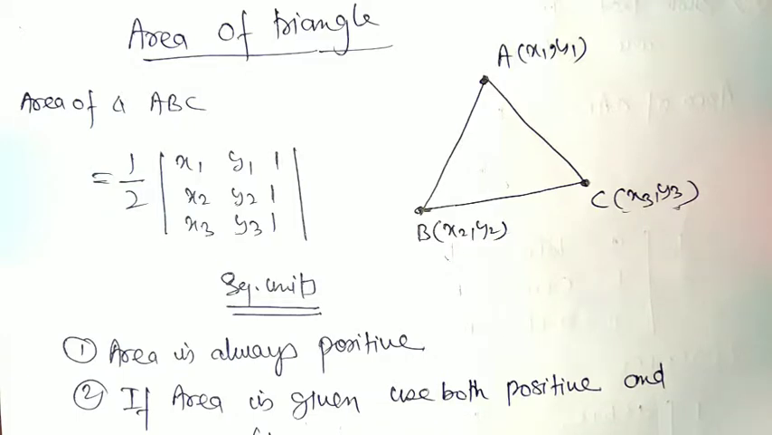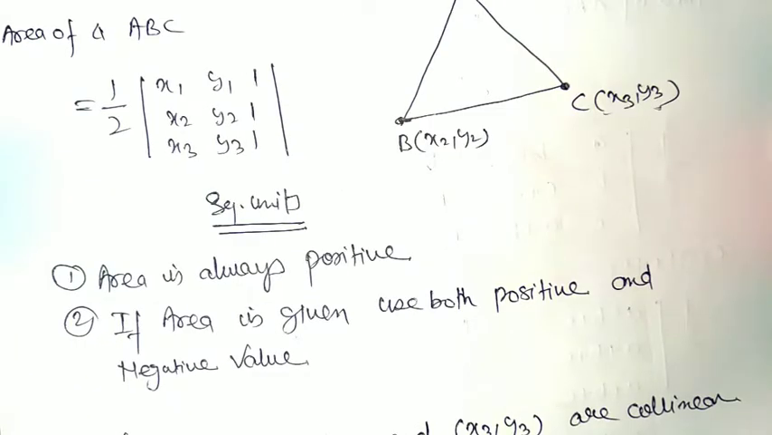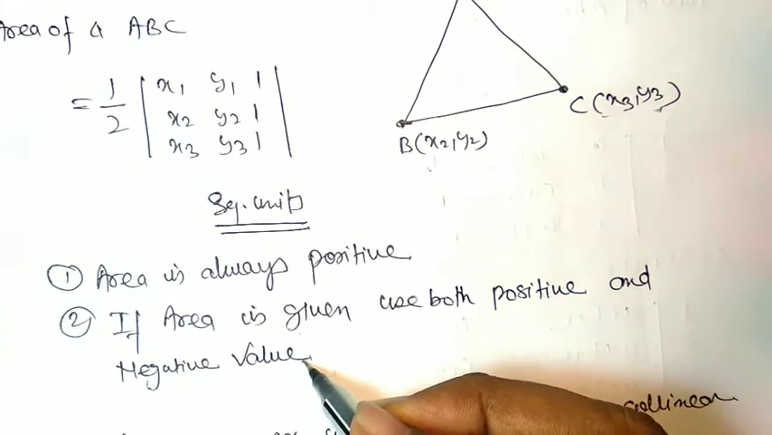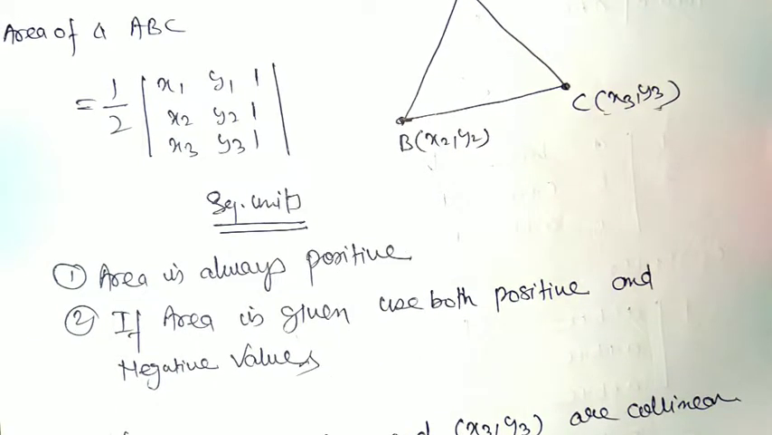Okay, so two points to be noted. Area is always positive, and second, if area is given, we have to use both positive and negative values.